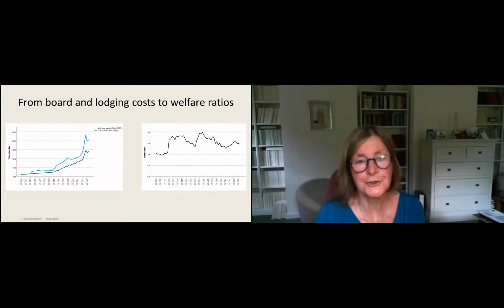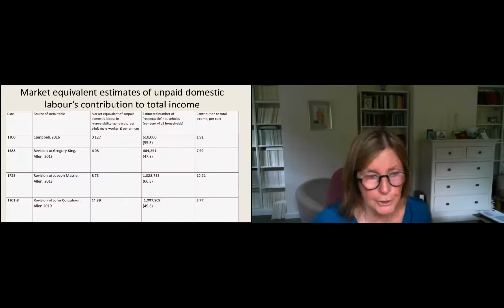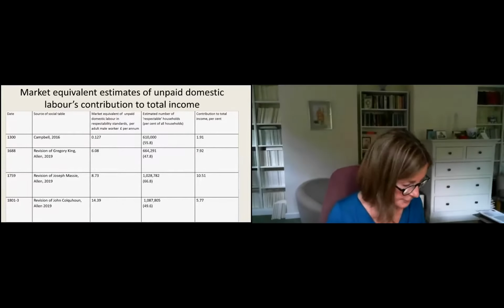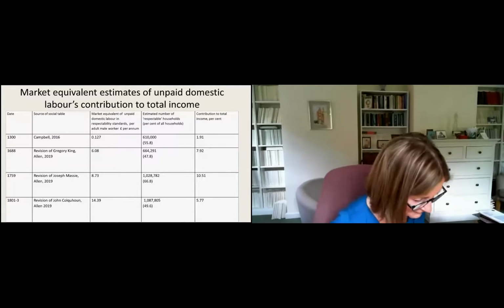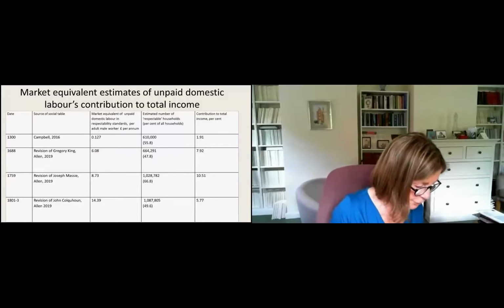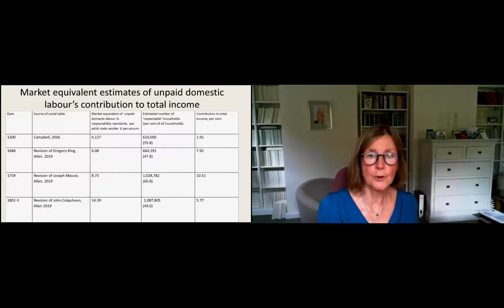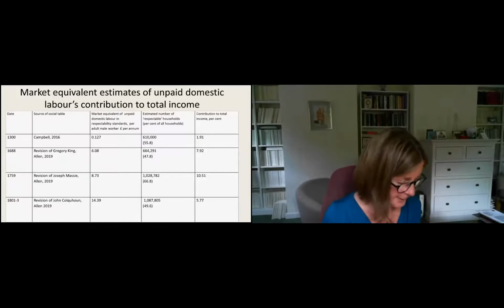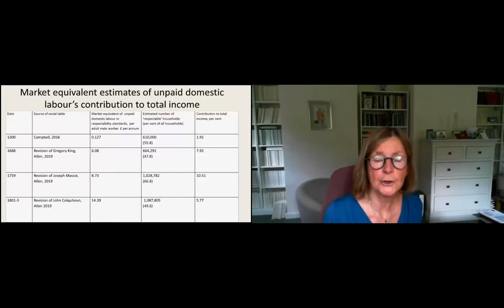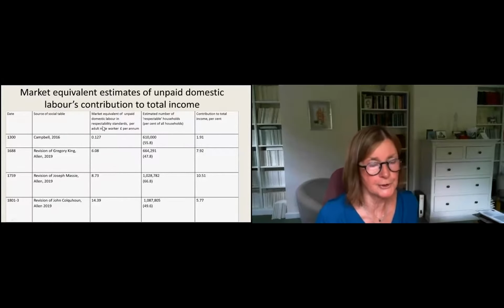I think I'm running out of time. So what I would just like to do is say in conclusion that one of the other things I've tried to do here, and this is very rough, is to identify the value of the domestic labor that goes into respectable living standards. And I've done this by using the regression coefficient to identify the proportion of women's labor time that goes into supporting one boarder or lodger, and then costing that proportion of labour time up according to market wages. So this column here represents the market equivalent of the unpaid domestic labour in respectability per adult male worker in terms of pounds per annum.